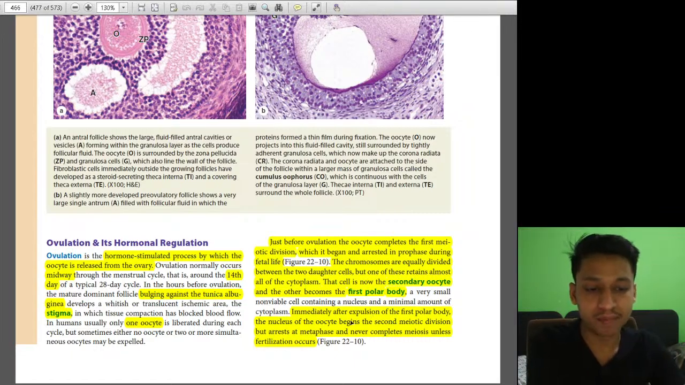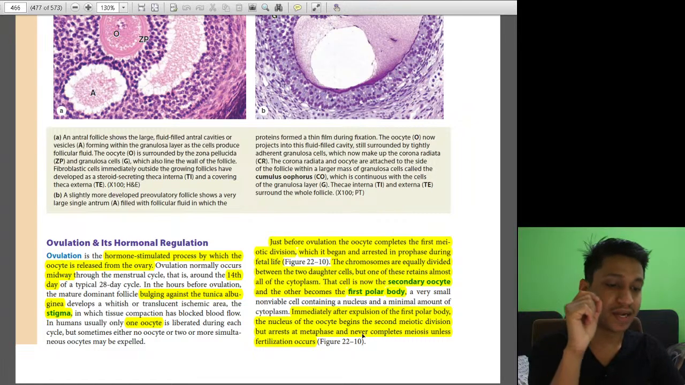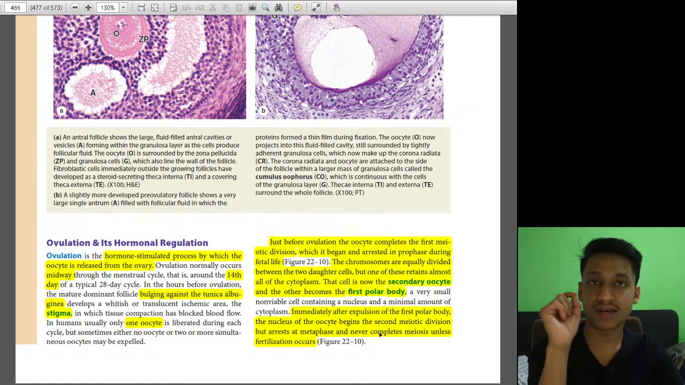Immediately after the expulsion of the first polar body, the nucleus of the oocyte begins the second meiotic division but gets arrested at metaphase and never completes meiosis unless fertilization occurs. So we know that the second meiotic division never gets completed if we don't have fertilization. Only in the presence of sperm will it undergo the next division. Let's see what happens. Very interesting.